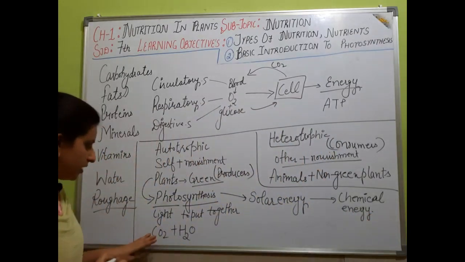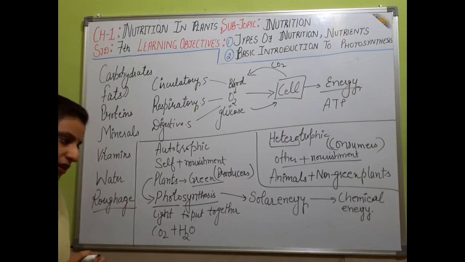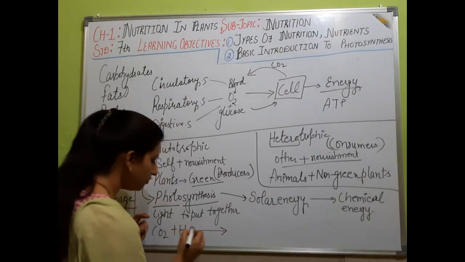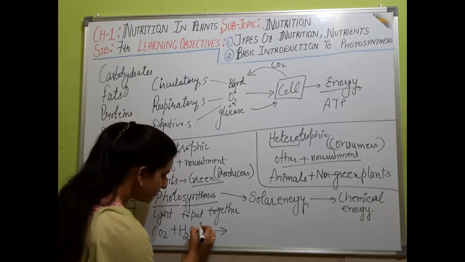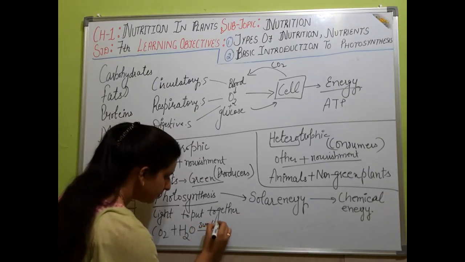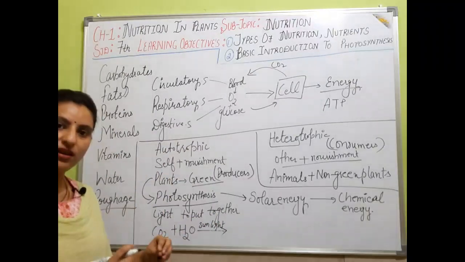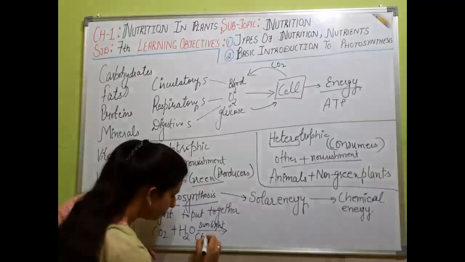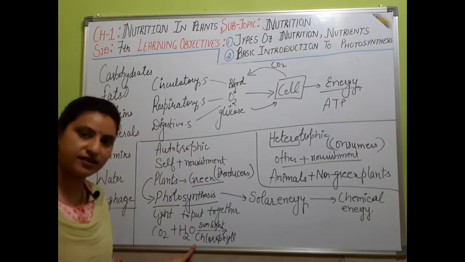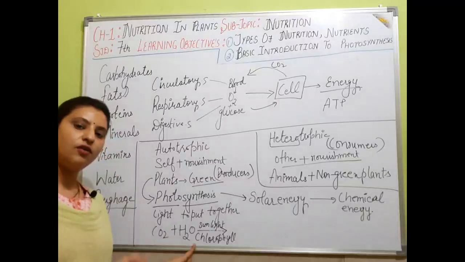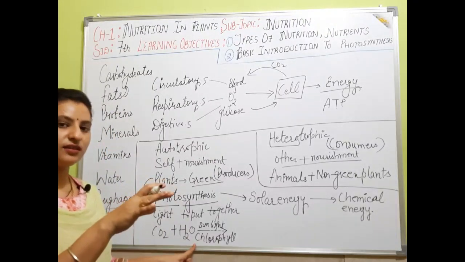Carbon dioxide and water both combine with each other in the presence of sunlight, and the most important component, that is chlorophyll. We will discuss where this chlorophyll resides and how it helps in the synthesis of food for the plant. We'll discuss it later on.